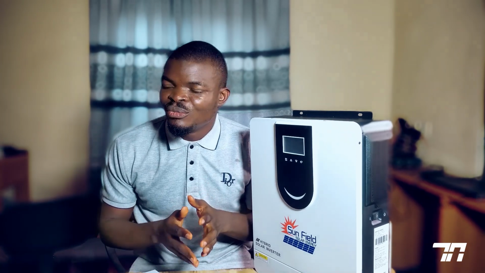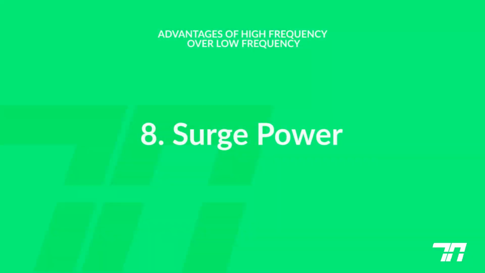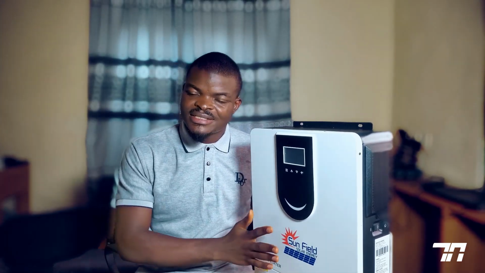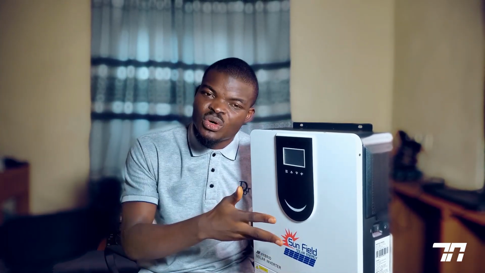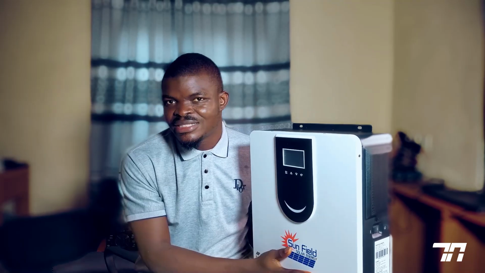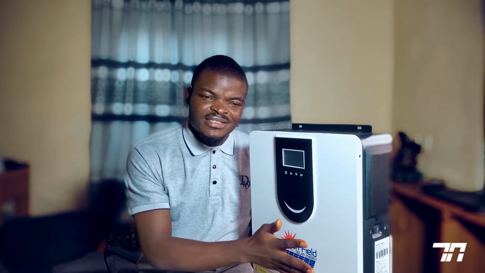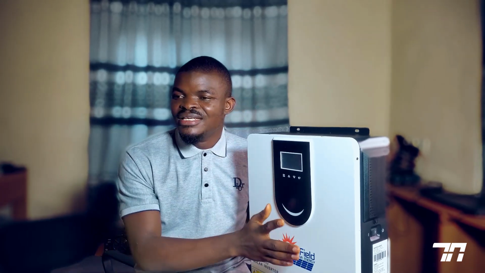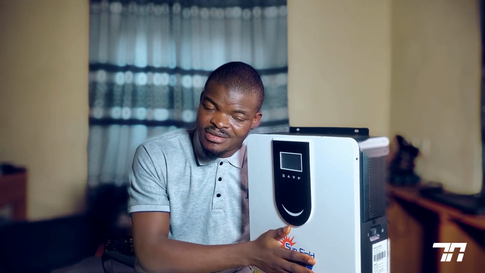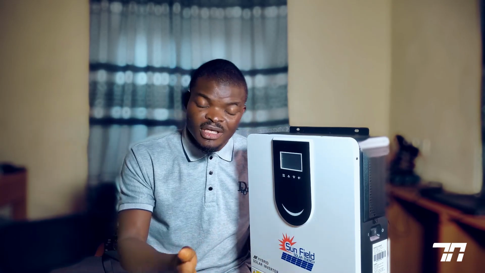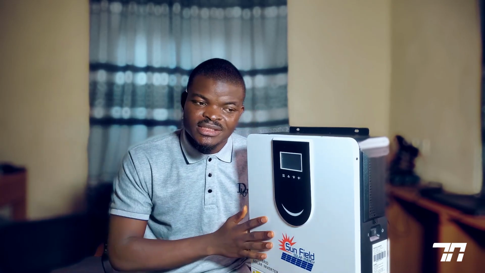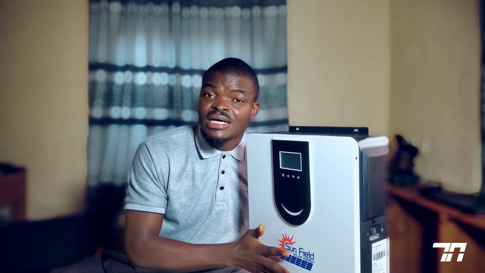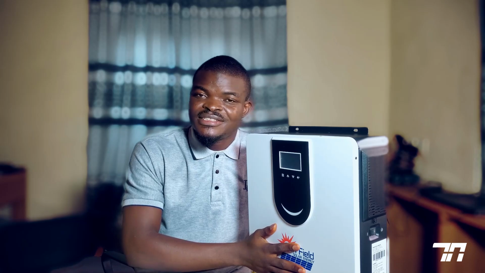Now the last one on my list is surge power. High frequency, especially this brand, it has surge power of x2 of the rated capacity of the inverter, which is saying, as this one is 4.2 kilowatts, the surge power is within 5 seconds. So that means if I mistakenly plug a load of 7 kilowatts, as long as it's within 5 seconds, this machine is still capable of protecting itself.